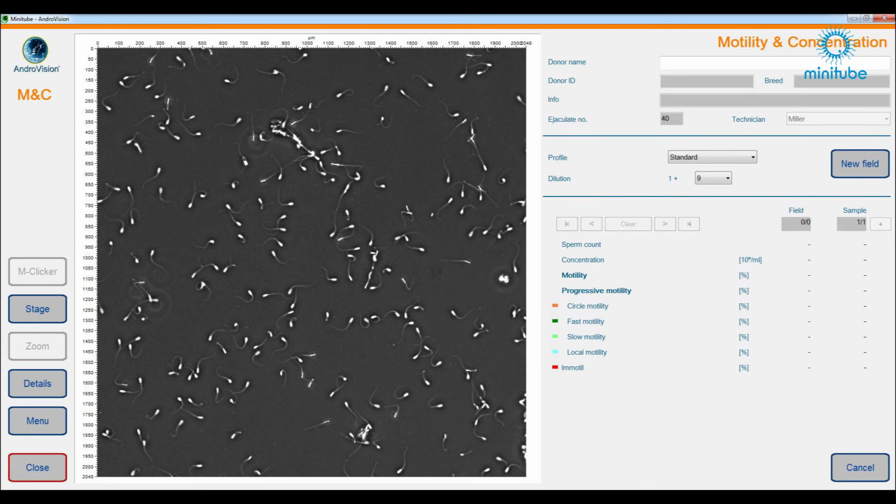This is how an optimal microscopic picture should look. All semen cells appear fully white on a black background and the light is distributed evenly on the picture.